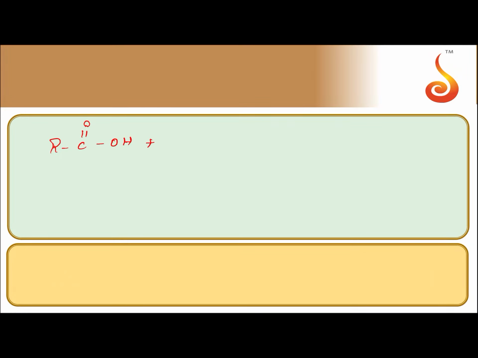Let us see. When carboxylic acid reacts with alcohol, it forms ester and water. So if you see the reaction, in water molecule we have H and OH. H of water will come from alcohol and OH of water comes from carboxylic acid.